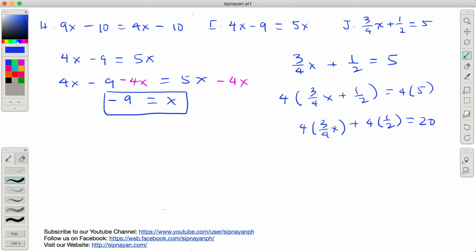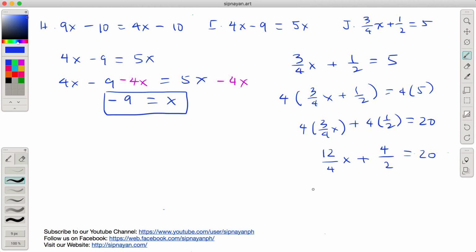And 4 times 3/4, di ba? 4/1 times 3/4. So magiging 12 over 4. 4 times 3 is 12. 1 times 4 is 4. Di ba pag whole number, nilalagyan natin ng over 1. Plus, what is 4 and 1/2? 4 over 1 times 1/2. So 4 times 1 is 4. And then 1 times 2 is 2.